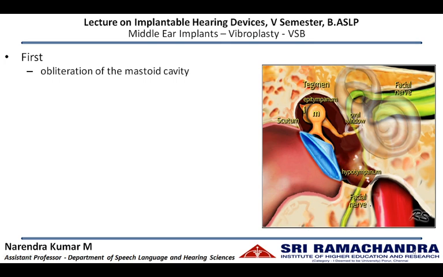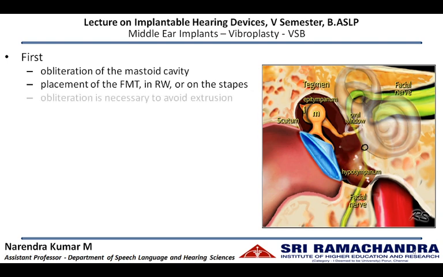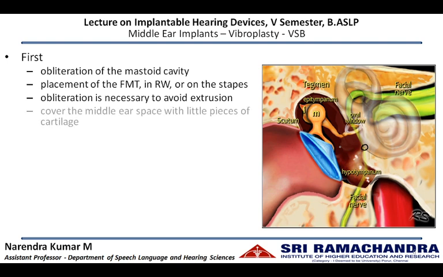The mastoid cavity is completely drilled out and the floating mass transducer is placed on the round window or on the stapes. So these two positions can be used when all other structures are not available because of the chronic otitis media condition. This obliteration is necessary in order to avoid the extrusion of the floating mass transducer.